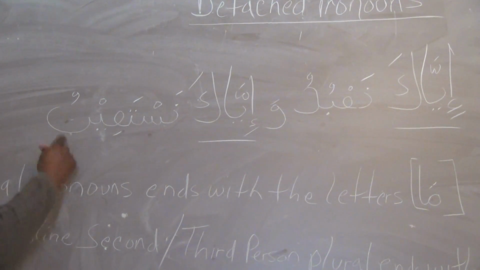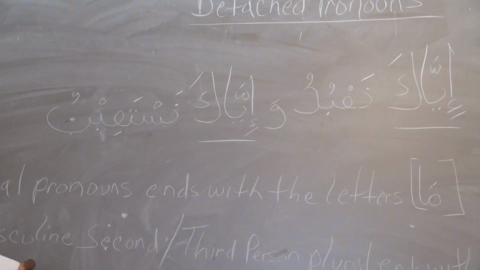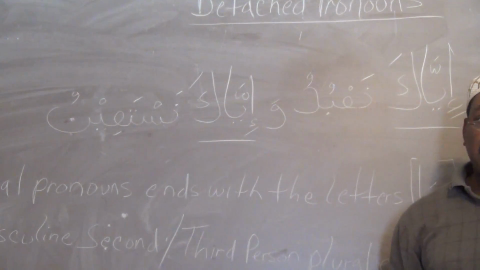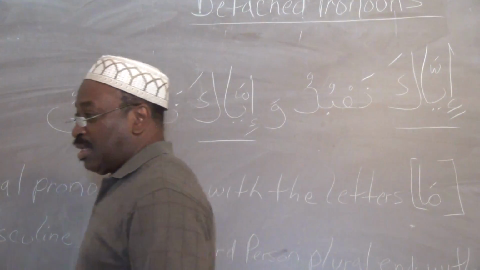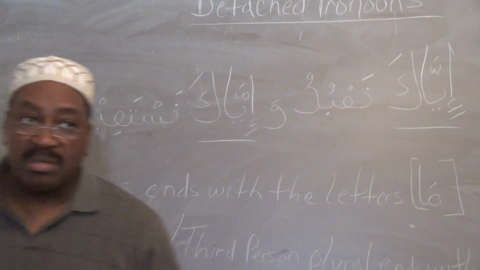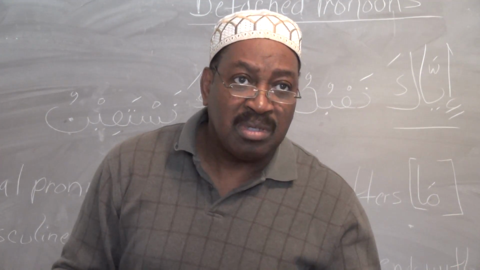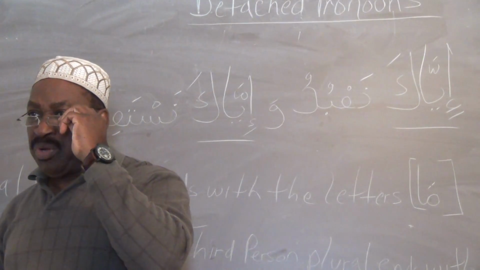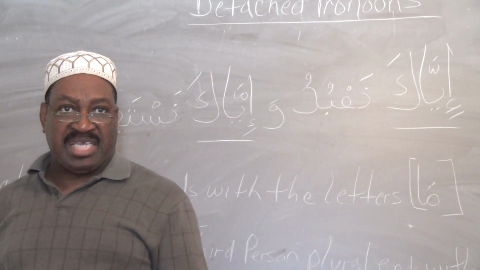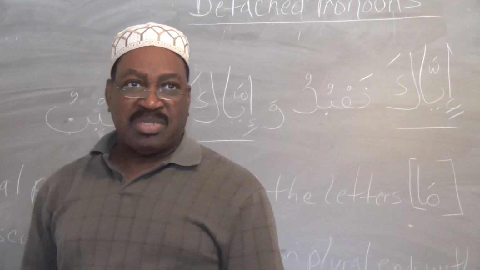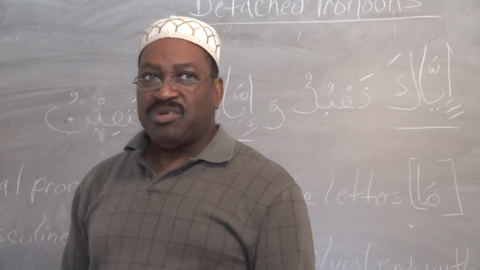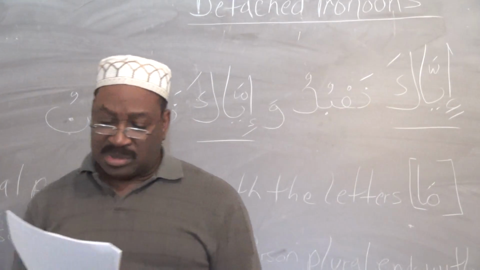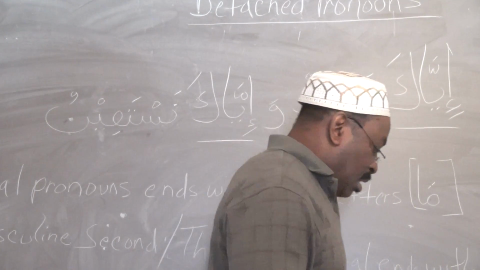So we said that this noon right here is in a state of what? Raf, because of the dhamma on there. So what does raf mean? Lift. I'm using that in an informal sense. Raf normally talks about something in the nominative state, something that names something. Nominative, nomenclature mean to name something. So that's a good example of that.